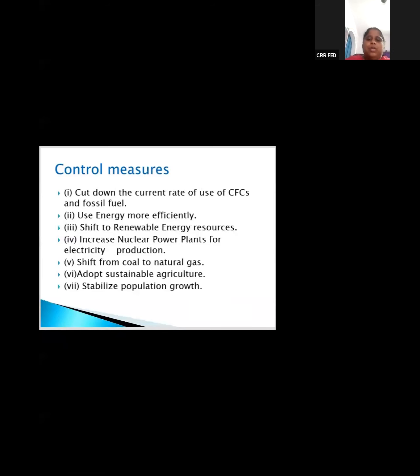So we are using excess CFCs and fossil fuels, so we have to bring down the current rate of use of those CFCs and fossil fuels. It is one of the measures. Next, use energy more efficiently. To extract energy, we are using fossil fuels in all these industries. They are releasing more and more carbon dioxide, all these greenhouse gases. It causes global warming. So we have to use energy more efficiently.